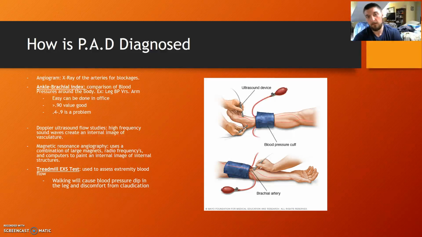The other method is similar to the ABI. It's the treadmill exercise test. So you take two blood pressures, same way, blood pressure on your brachial region, blood pressure on your femoral region. And when you start exercising, we know that systolic blood pressure increases. If the systolic blood pressure does not increase in that leg, there is a block there, and you can be diagnosed with PAD. Obviously, these are done by a medical professional, medical doctor, stuff like that.